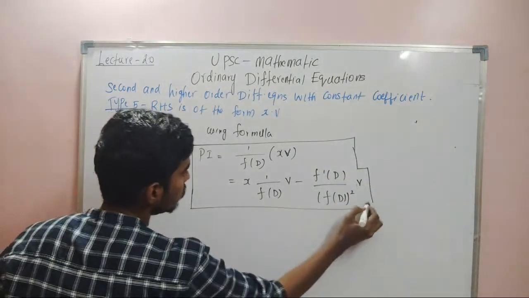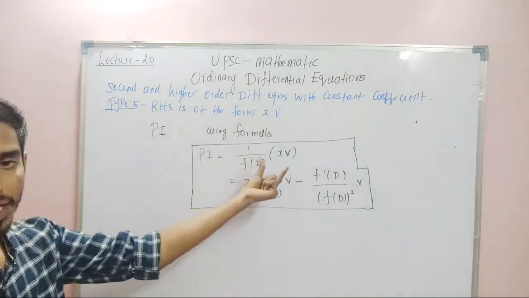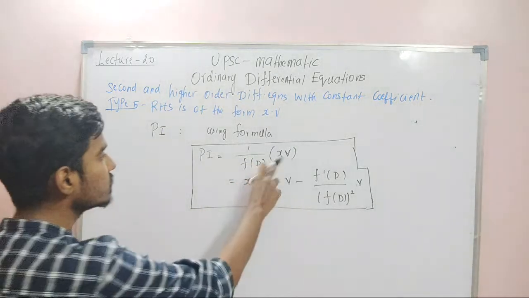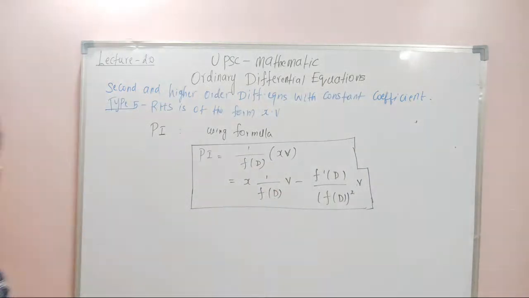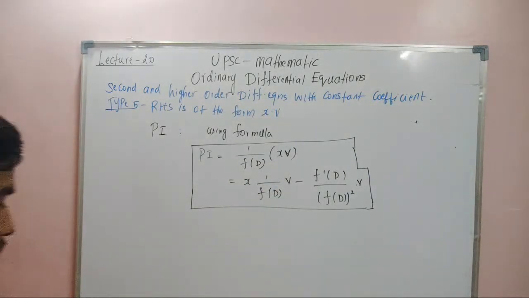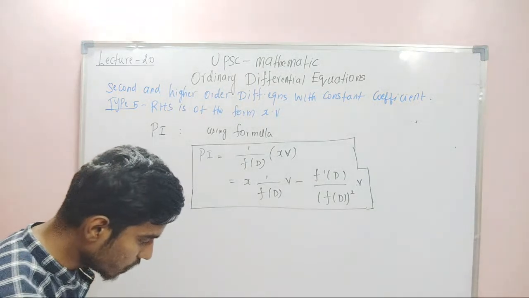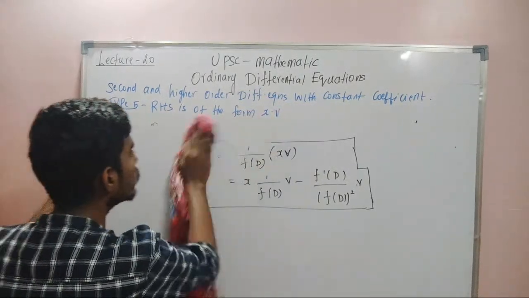You just need to memorize this formula. The particular integral is 1 by f of D into xb, where f of D is the function given in the question. If you substitute into this formula, we need to use type 2 or type 3 based on the question given. First we will solve one problem, then it will be very easy for you.